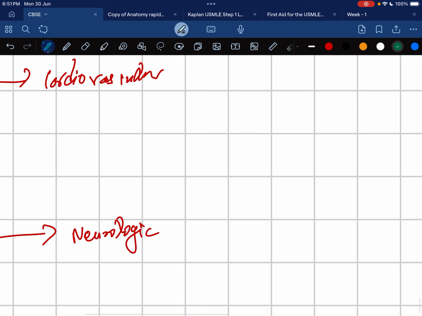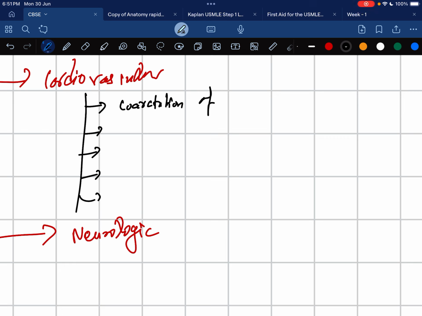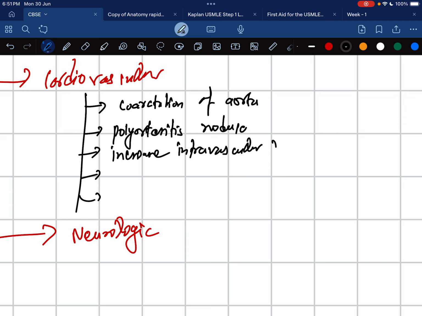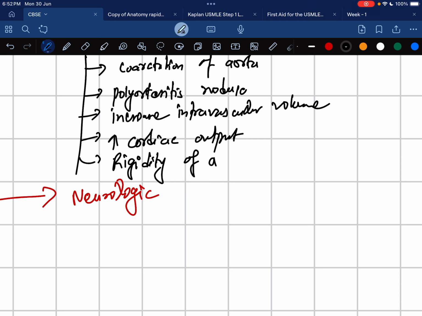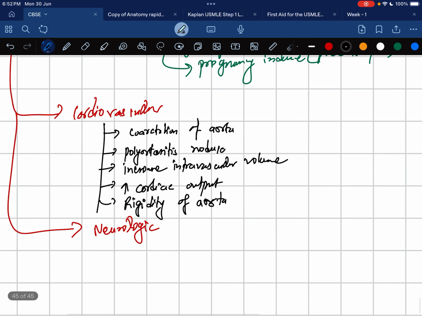After that, in the cardiovascular system, there is coarctation of the aorta, then polyarteritis nodosa. Then there is increased intravascular volume, increased cardiac output, and rigidity of the aorta. In the aorta there are baroreceptors that sense the pressure, so rigidity of the aorta also leads to cardiovascular causes and hypertension.